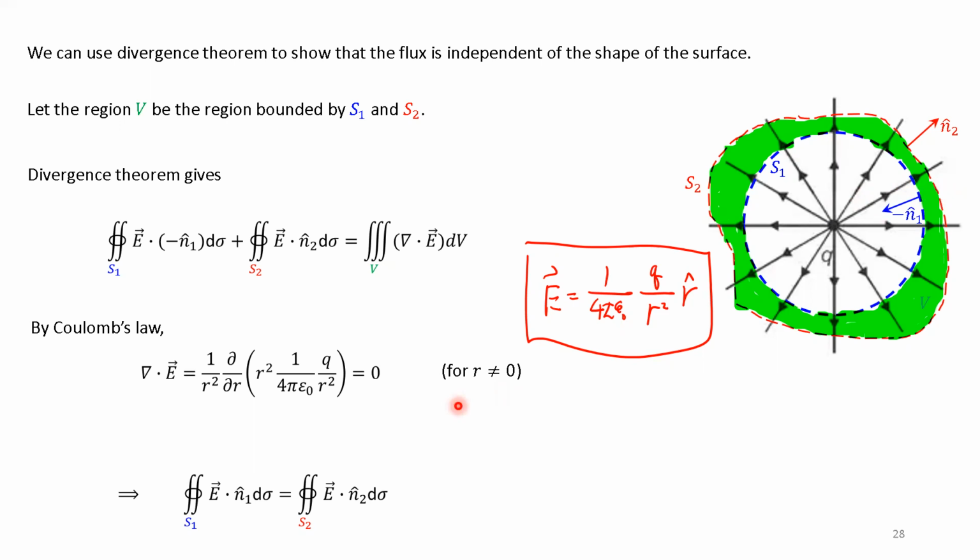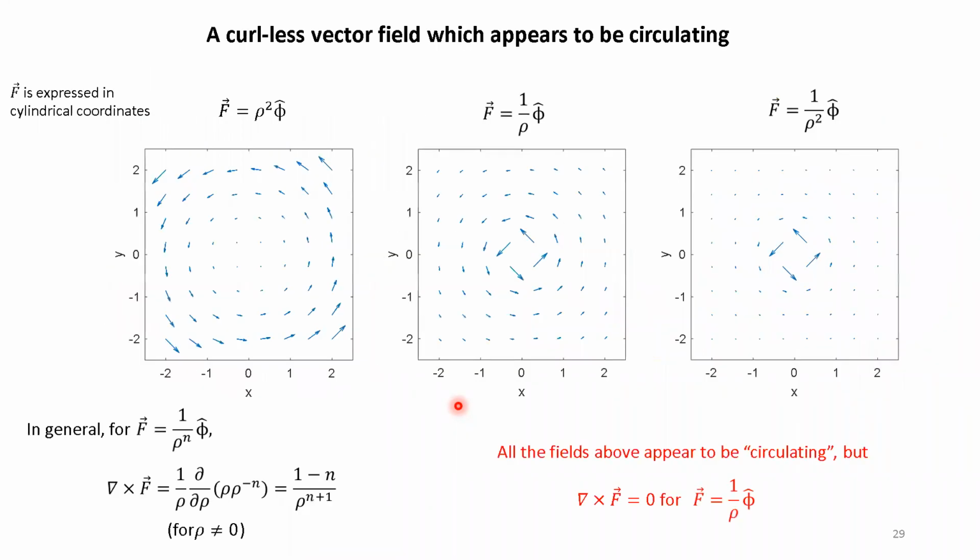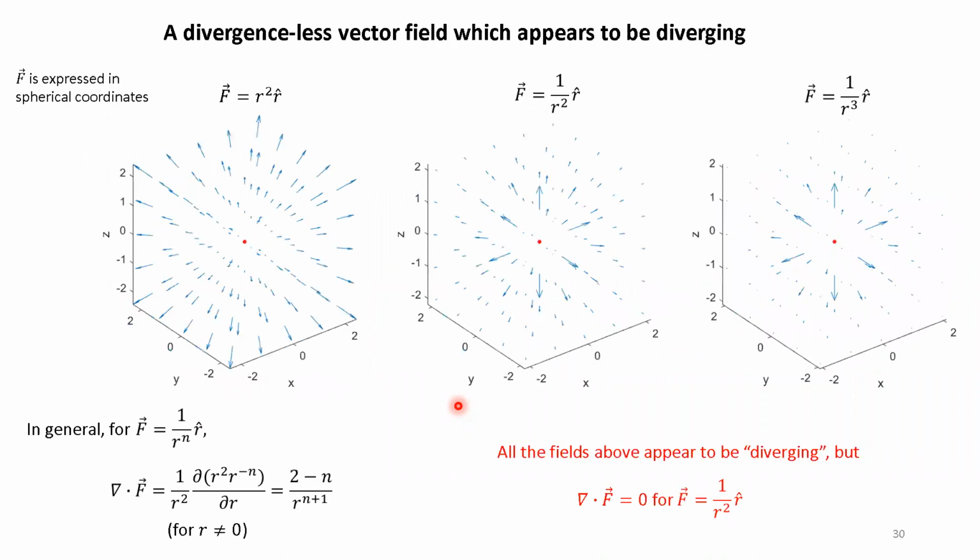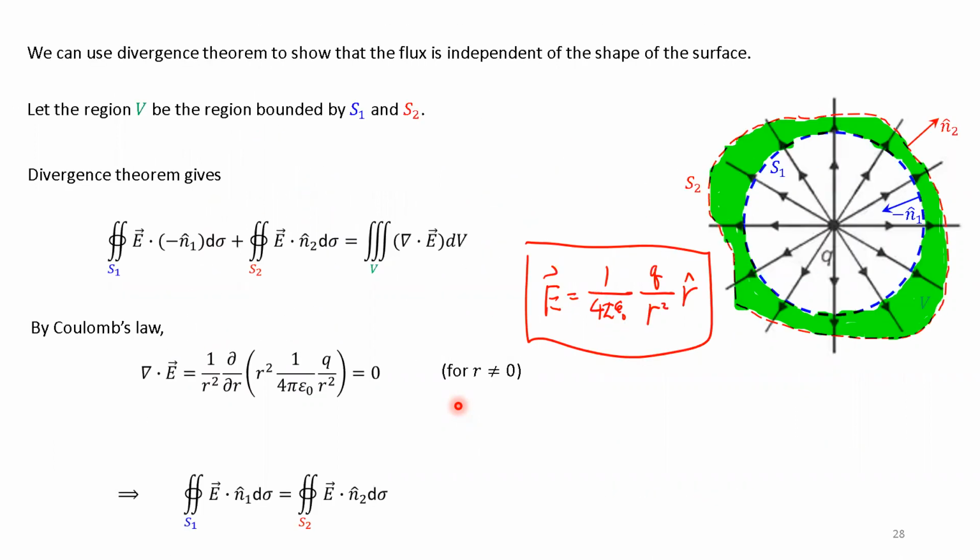This shows that the flux is indeed independent of the shape that you choose. And I'm sure that in 2041 you also have a proof without using the divergence theorem, where I believe you consider the solid angle. So just now I used an important result, that the divergence of E is 0.